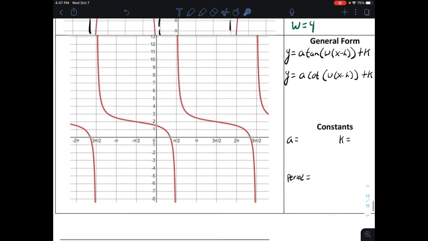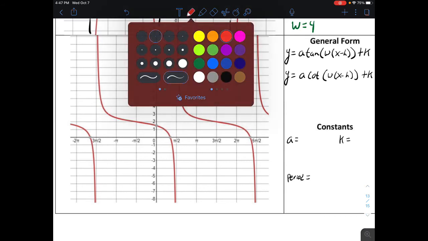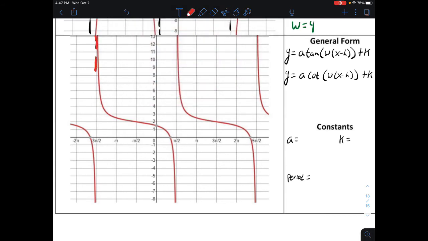And when we have that, to help us figure out what our constants are so that we could write our equation, it's going to be beneficial to identify where vertical asymptotes occur. So I'm going to identify the vertical asymptotes, and we have a negative 3 pi over 2, positive pi over 2, and then the next one is way over here to the right at 5 pi over 2.